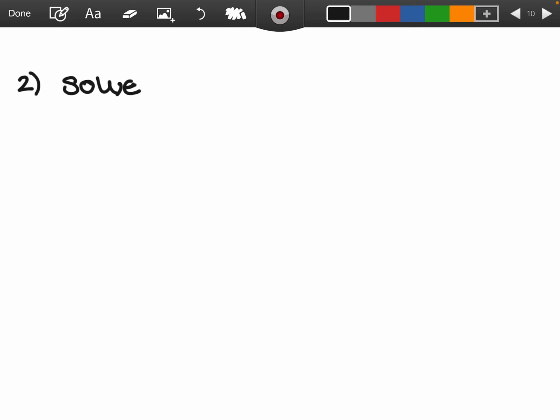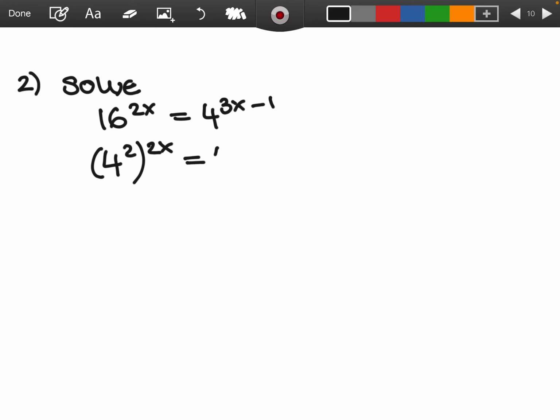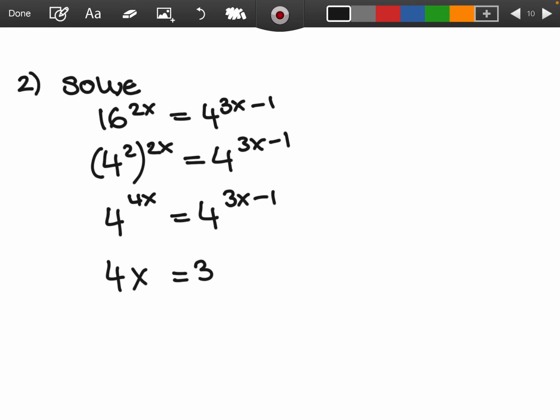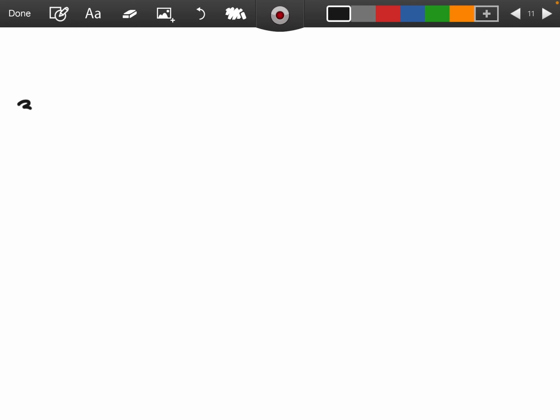Okay. Do a similar one that's very much like this. It's going to be solve 16 to the 2x is equal to 4 to the 3x minus 1. Same thing again, get the same base on both sides. So we know that 16 is 4 squared, to the power 2x, is equal to 4 to the power 3x minus 1. So I then multiply those powers to give me 4 to the 4x is equal to 4 to the 3x minus 1. So then I make my powers equal to tell me that x is equal to -1.